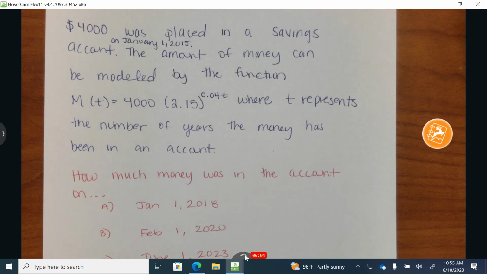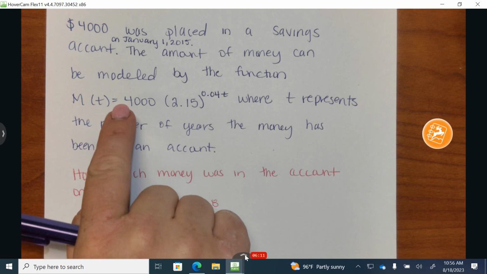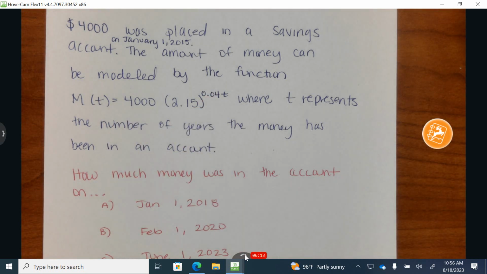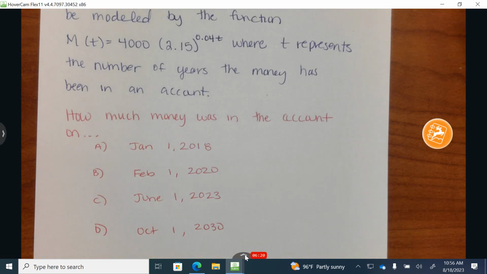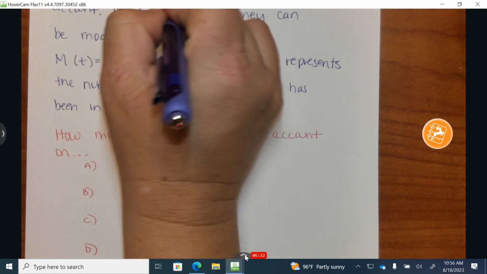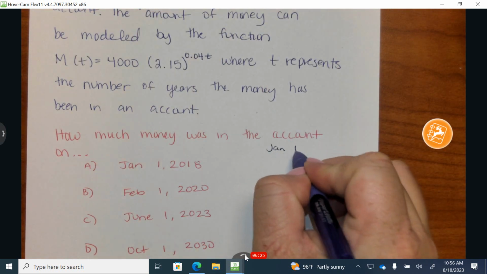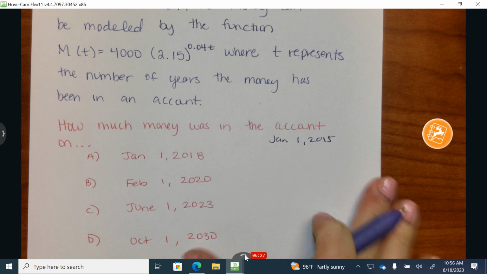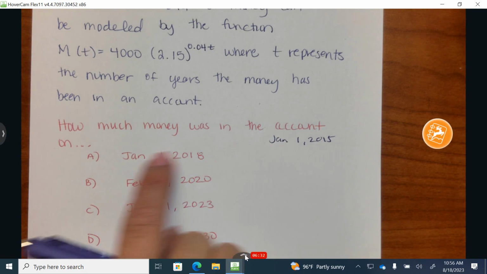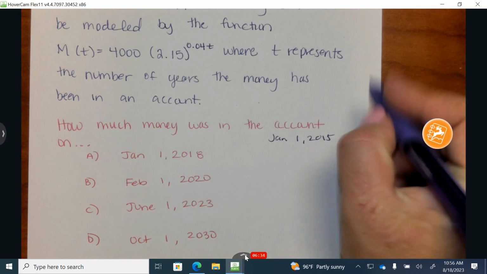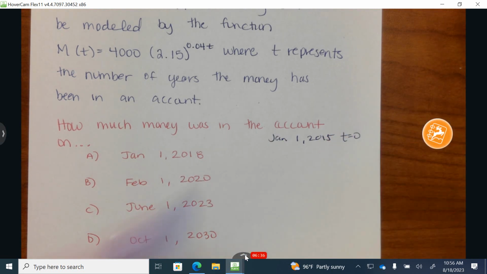$4,000 was placed into a savings account on January 1st, 2015. The amount of money can be modeled by the function, where the amount of money in terms of time and years has this equation, where T represents the number of years the money has been in the account. We want to determine how much money is in the account on these particular times. So this is the key. This is my initial. My initial is January 1st, 2015. So I went from January 1st to January 1st, so nothing has changed in terms of the month or date. And this is my initial amount. I'm going to write T equals 0.